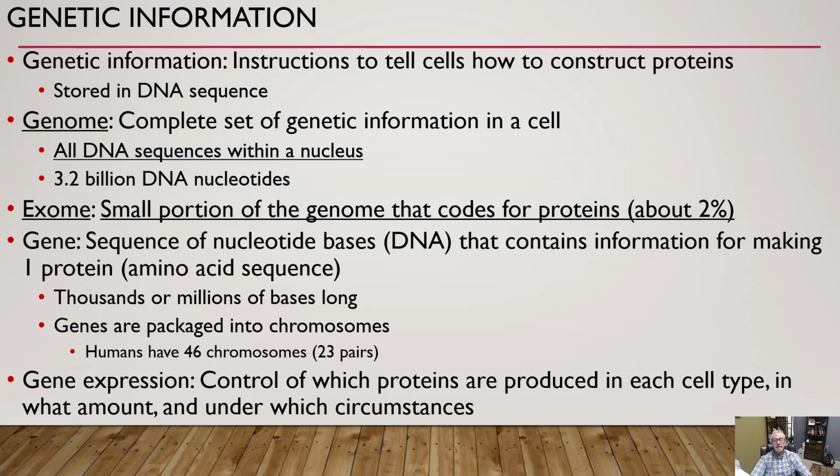And then a gene is a sequence of DNA or nucleotide bases that contains the information about making a protein. It's our amino acid sequence. It can be thousands or millions of bases long. Remember that genes are packaged into chromosomes. We have 46 chromosomes or 23 pairs of chromosomes. And remember that we have gene expression, and it controls which proteins are expressed or produced in each cell type and under what circumstances. It allows a liver cell to be a liver cell, a kidney cell to be a kidney cell.